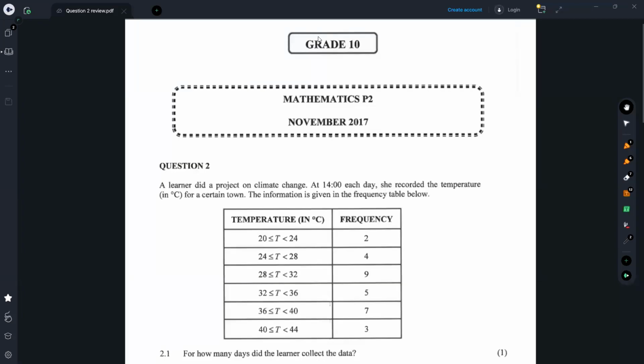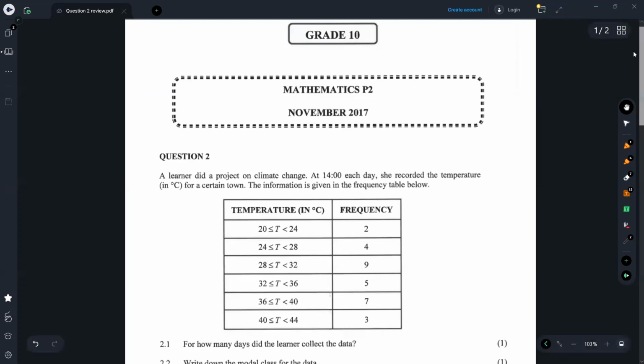Welcome back, grade 10s. Now let us continue with question 2 of our review. So we're reviewing the mathematics paper 2 from November 2017. Okay, so let's see what question 2 has in store for us.